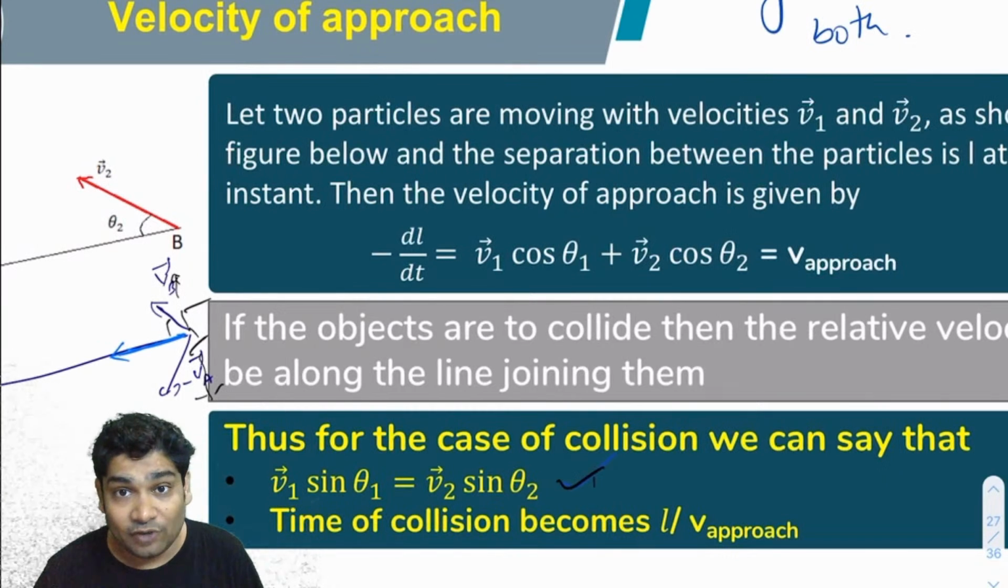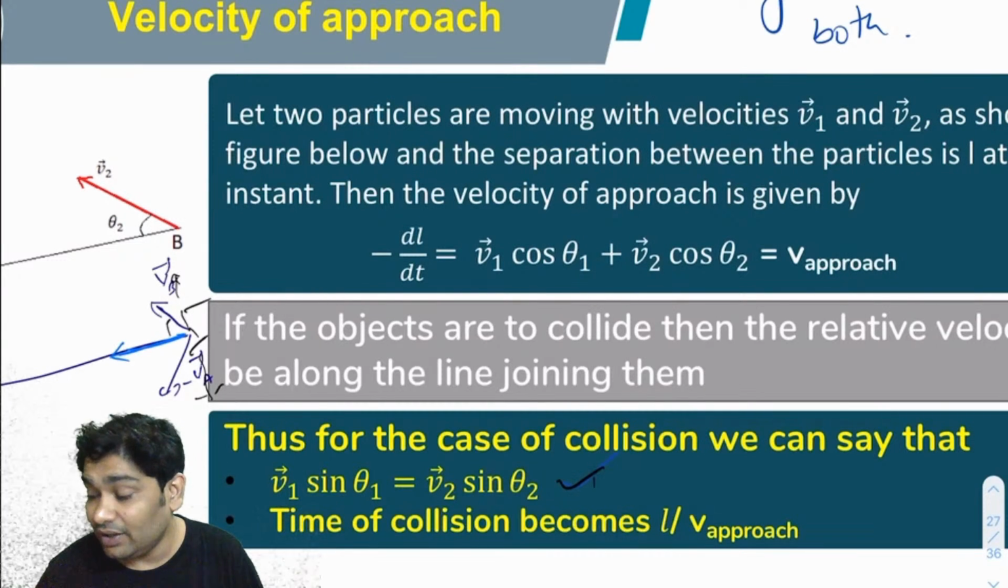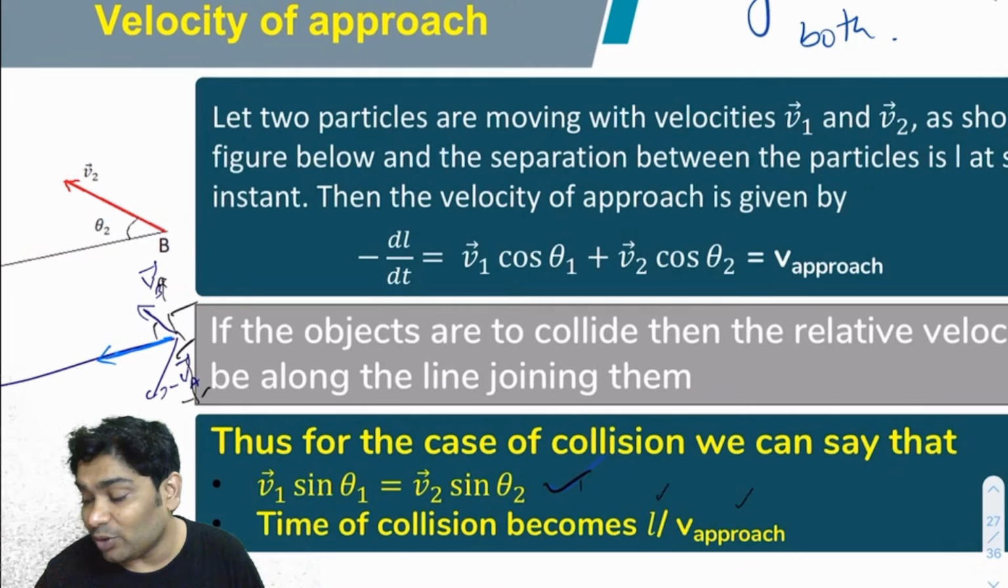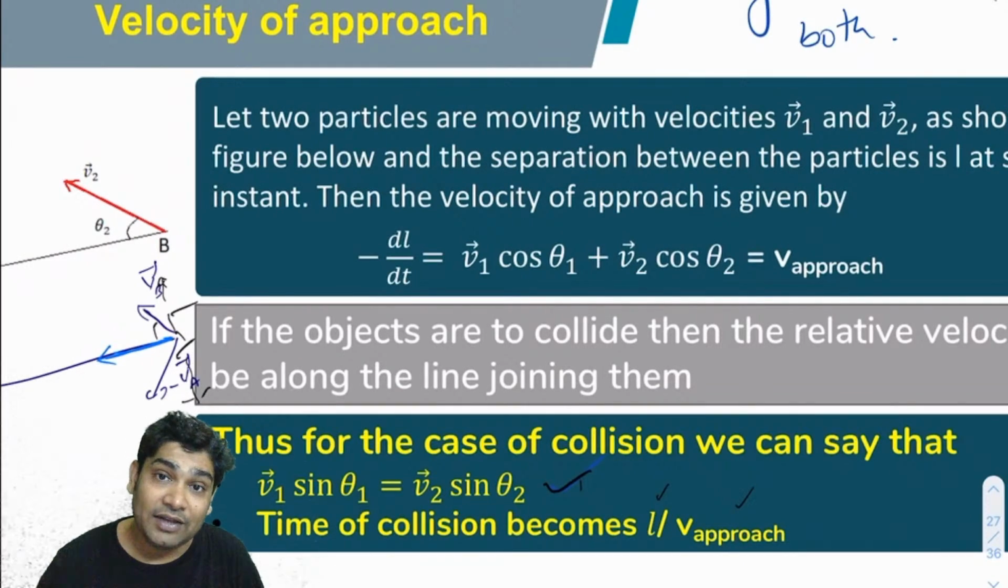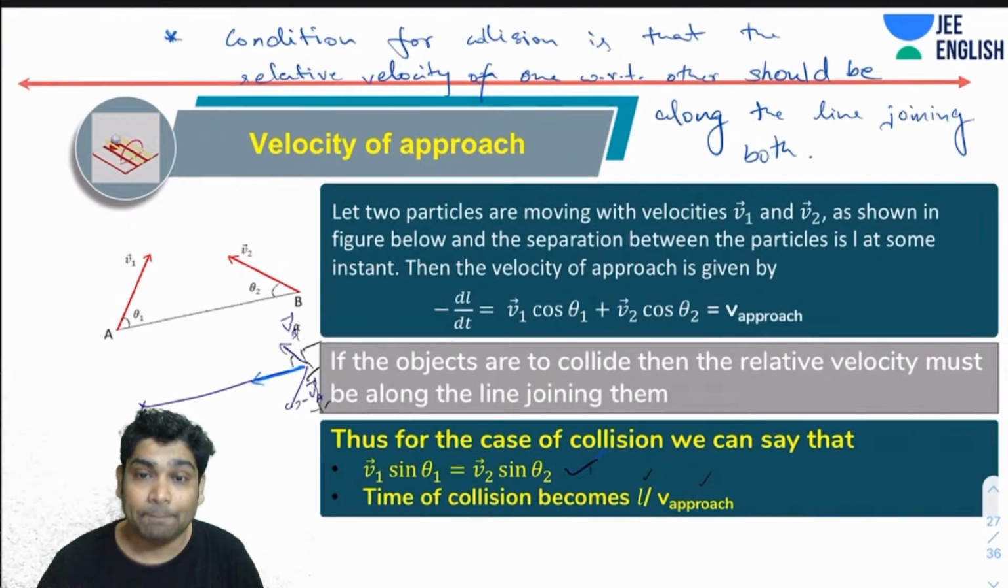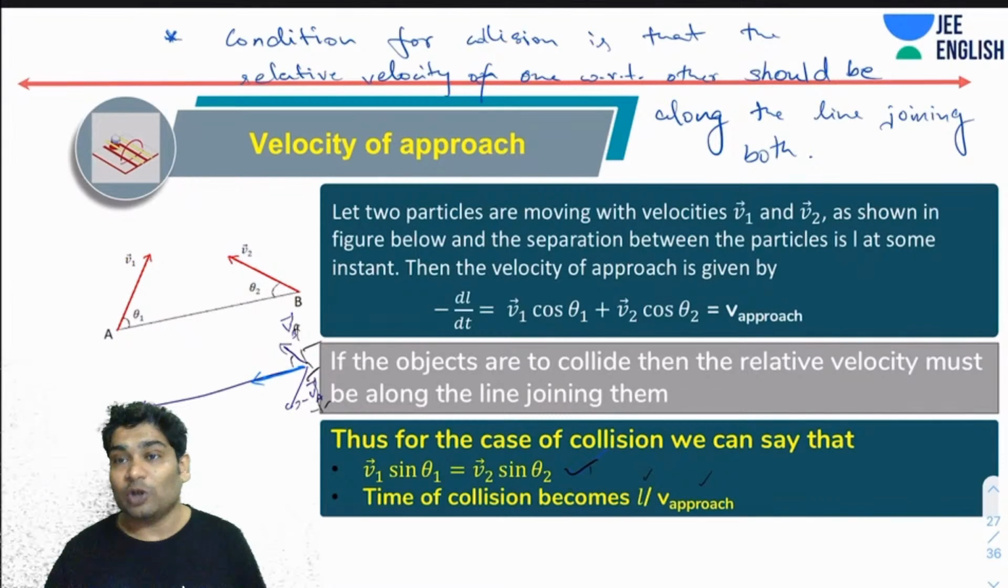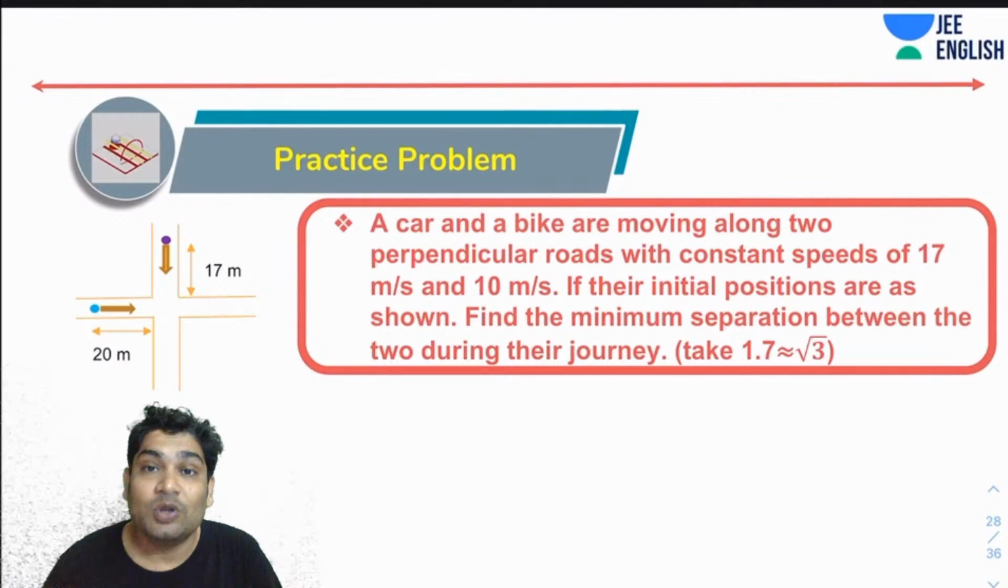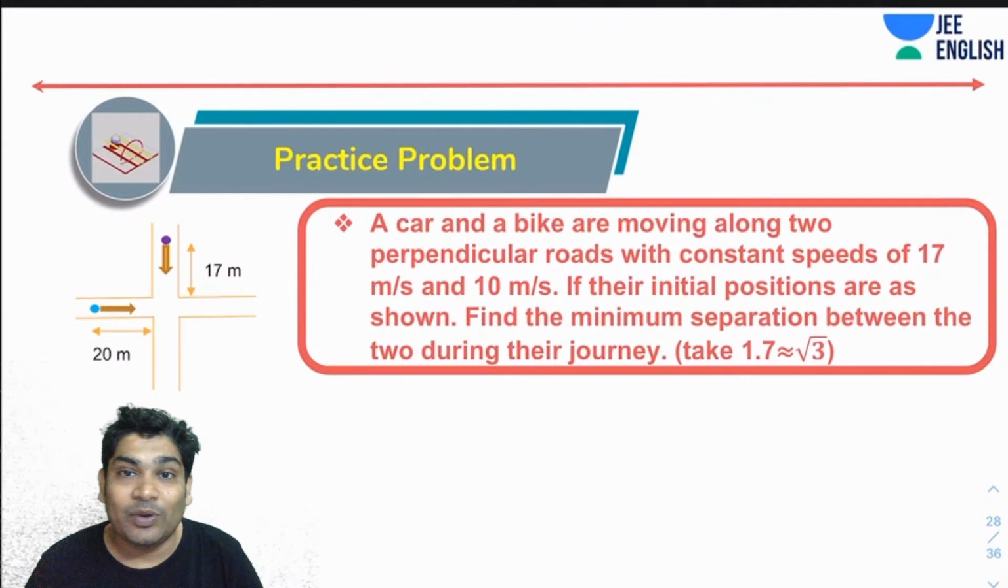Okay, and of course, once you have this, the time of collision would be L over V of approach. V of approach is the relative velocity along the line joining them. All right. So that is how you solve this kind of problems. So why don't we practice one problem quickly?